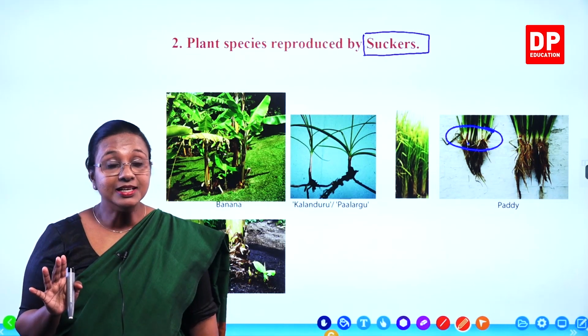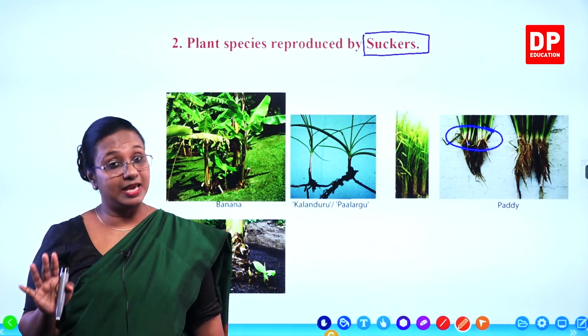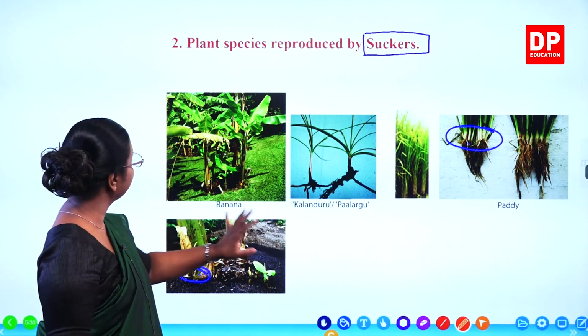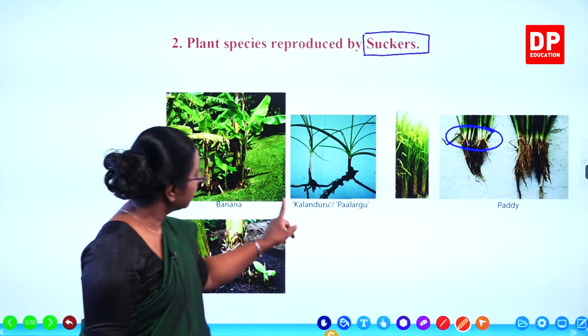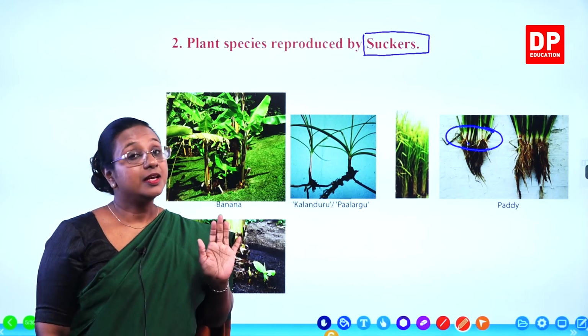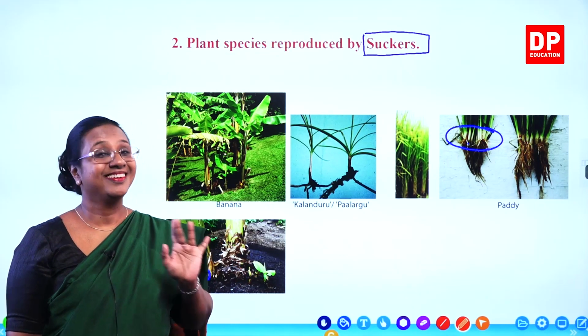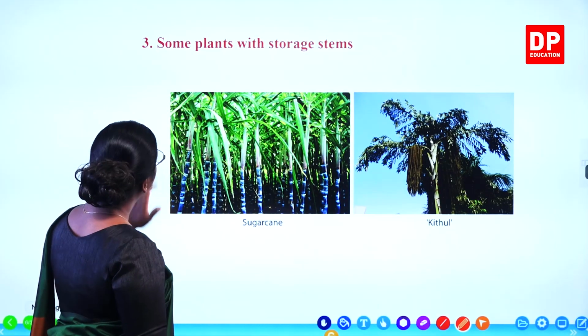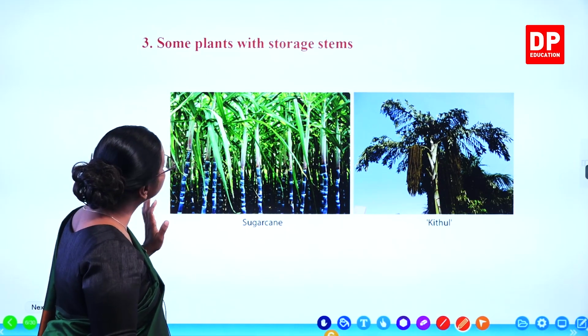So sucker is a special type of stem. That is what you have to remember. And the examples are banana, Kalanduru or Palaragu and paddy. Is that clear, students? Okay, then we will move on to the next type of stem. So here some plants with storage stems.